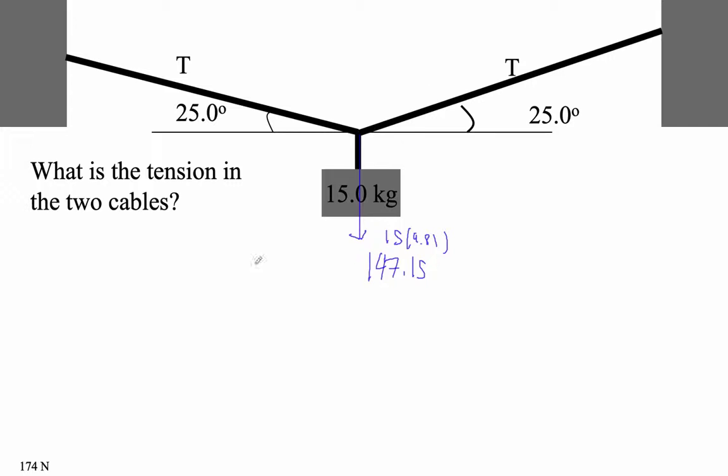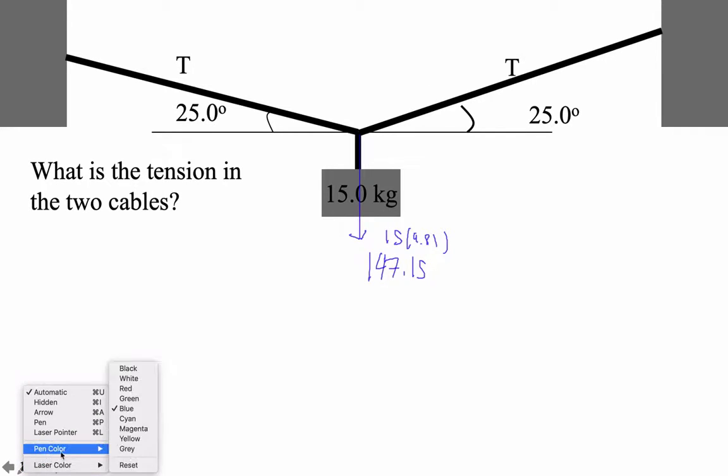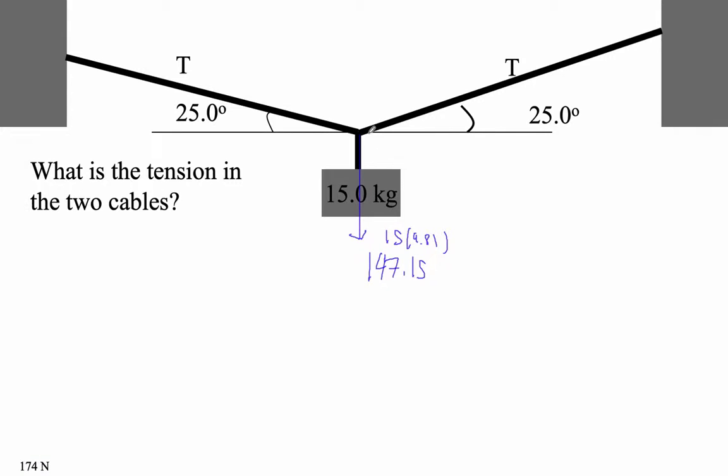All right, and then I think I'm going to use a red pen. Shows up a little better here. Okay, so then we draw components, right? So for this guy, there's going to be a component like this, component like that, and there's going to be symmetry here, right? All right, and then of course the tension is like this.